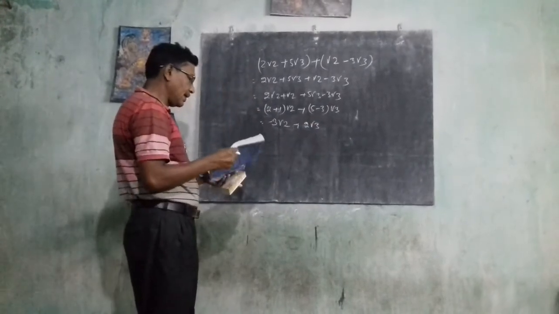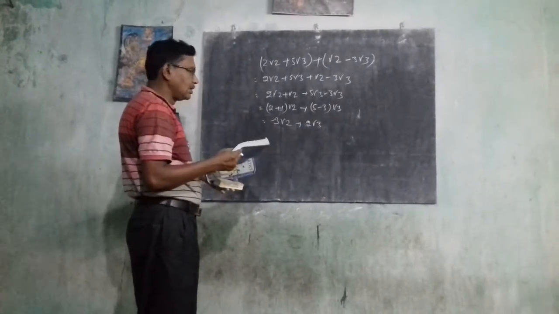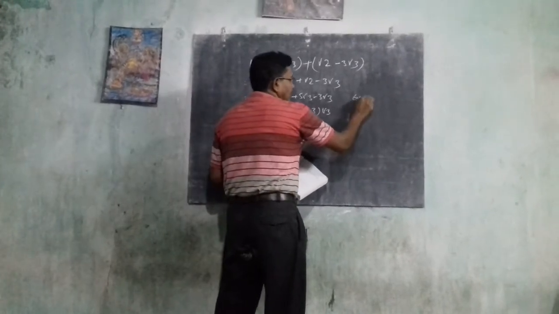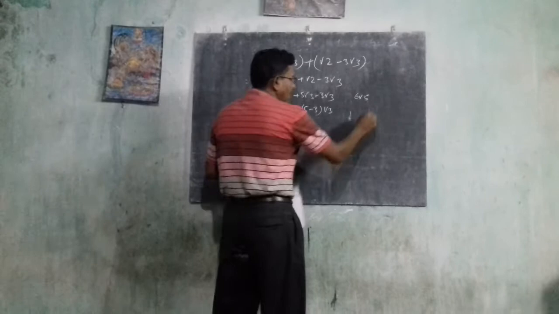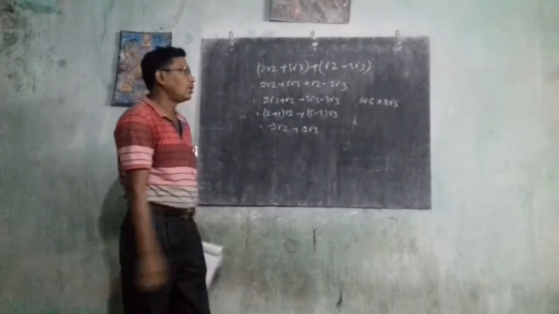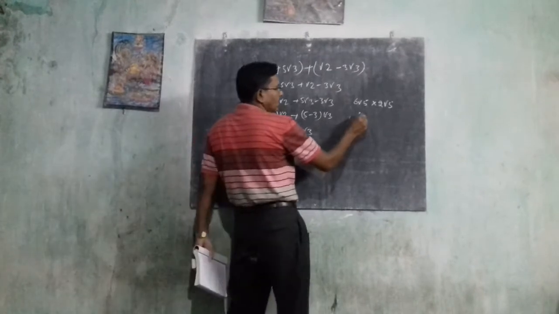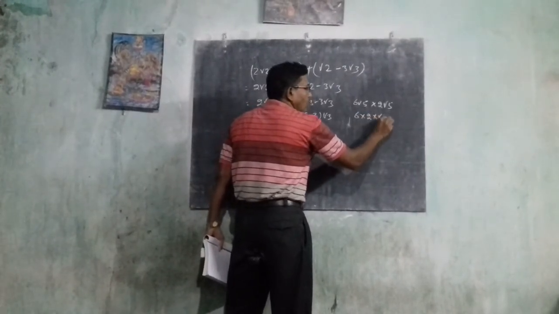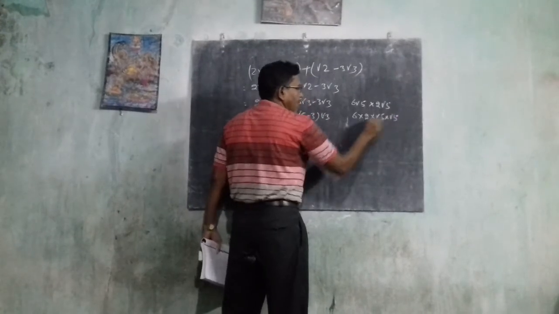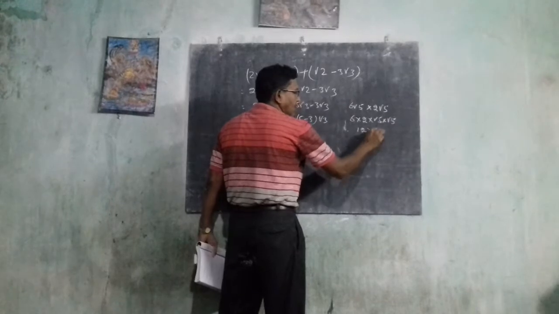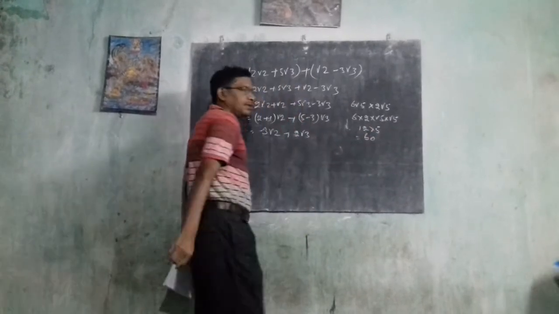Okay? Here is one multiplication: 6 root 5 into 2 root 5. Multiply 6 into 2 into root 5 into root 5. 6 times 2 is 12, and root 5 into root 5 is 5. It becomes 60. Okay?